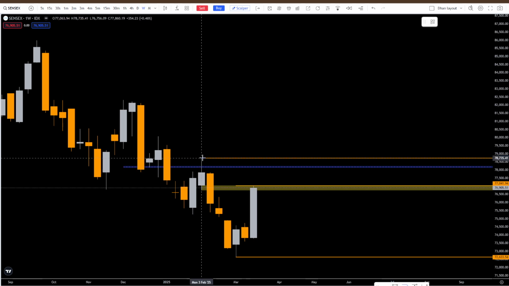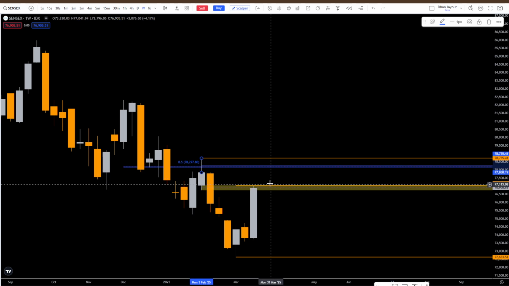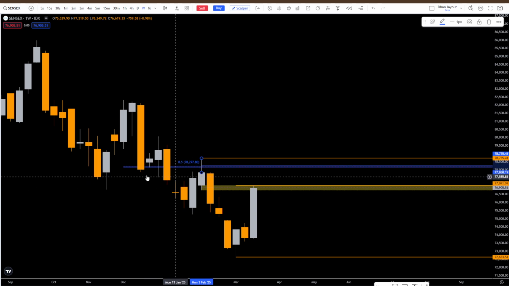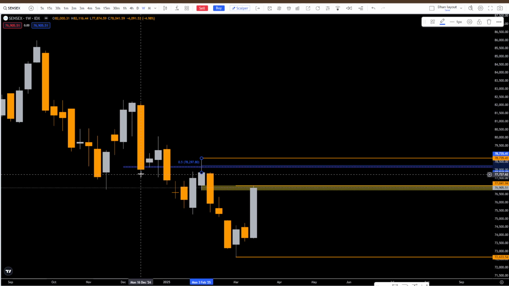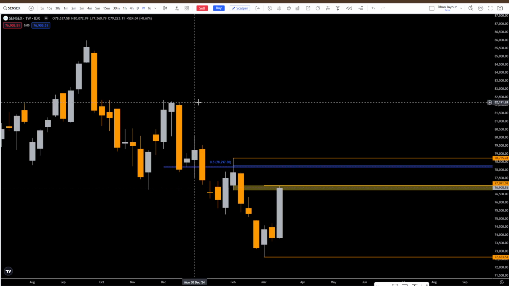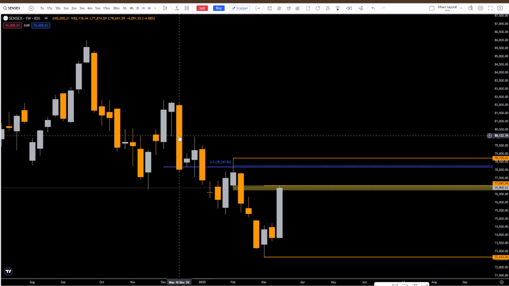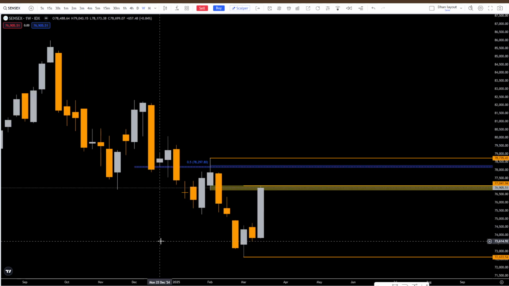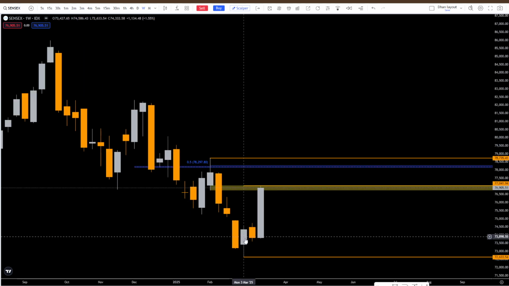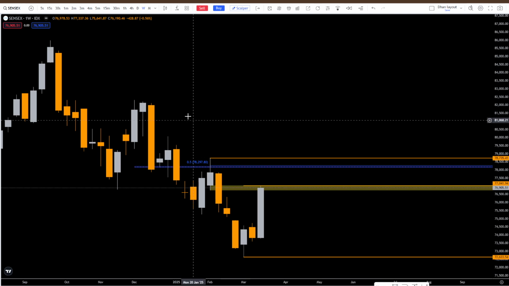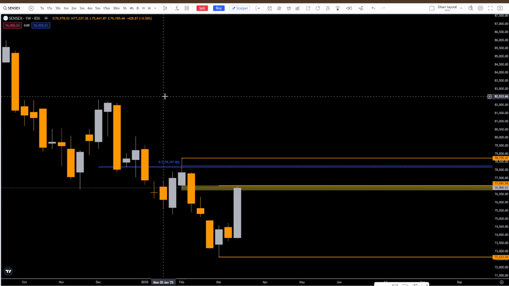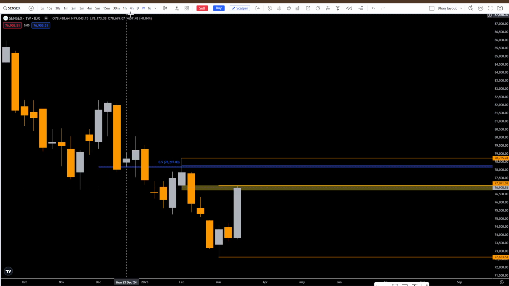And nearby this wick on a weekly level, the midpoint of that wick is also pretty important. I think that's all on weekly. The 3 key things I wanted to share. Let's switch to daily.